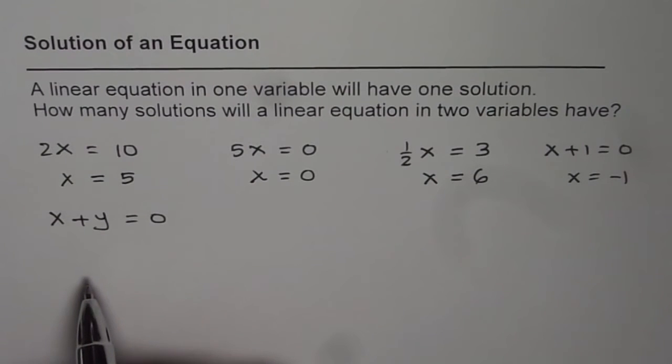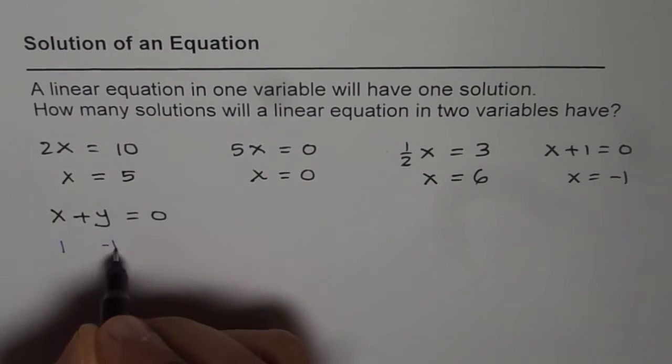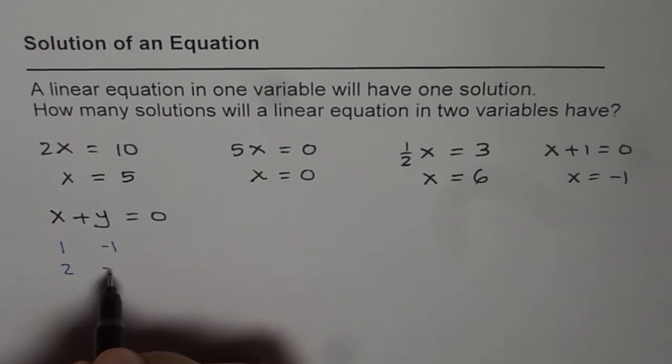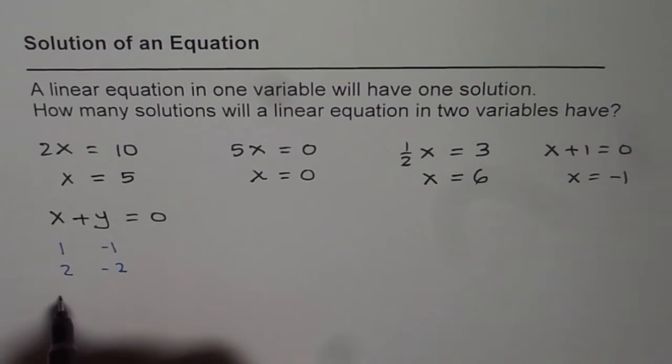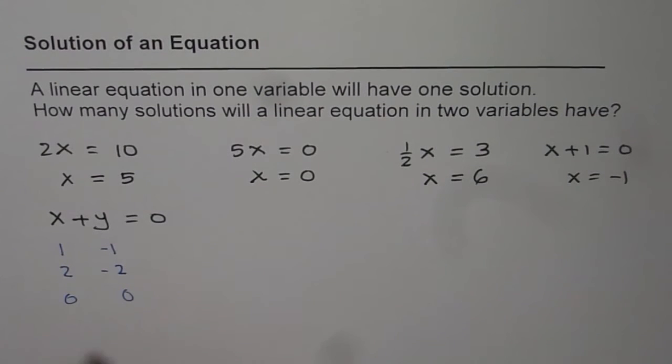Well, we can assume that if x is, let us say, 1, then y should be minus 1. When you add them, you get 0, right? If x is 2, y will be minus 2. If x is 0, in that case, y should also be 0, correct? So likewise, we can have different combinations, right? These combinations are kind of ordered pairs.